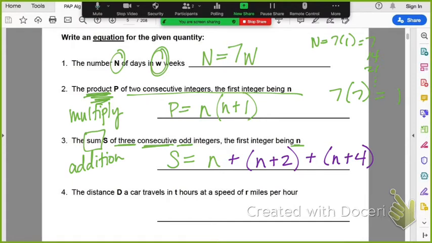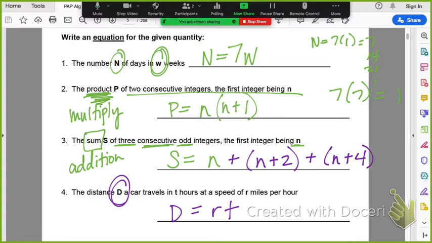Okay, the very last one is the distance d. So that's my first variable. What does that tell me about the equation? Left side is d equals. A car travels in t hours at a speed of r miles per hour. This is kind of a common equation because I think you probably have seen it in your science classes. So d equals, does anyone remember? TR or RT. Distance equals rate times time.